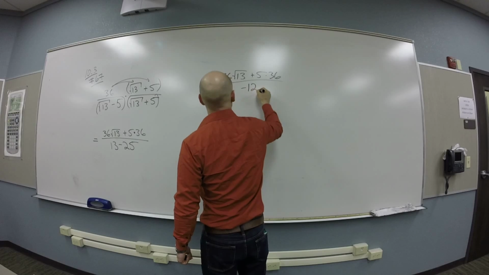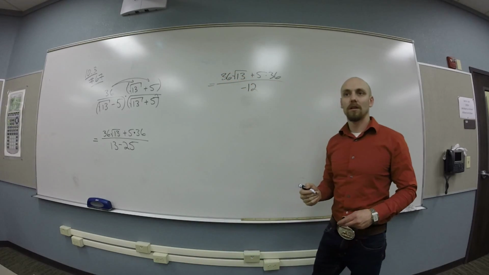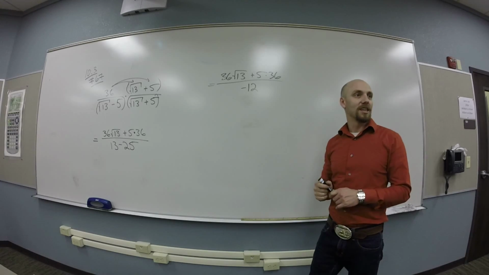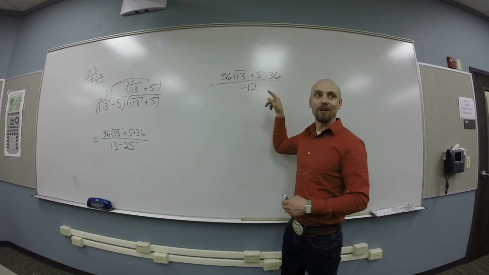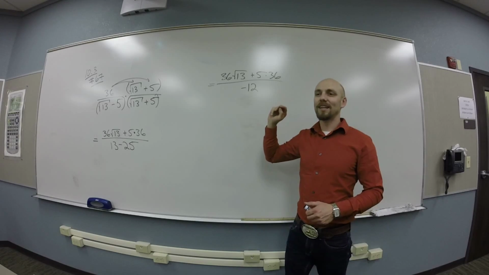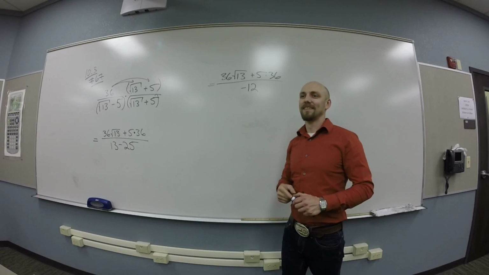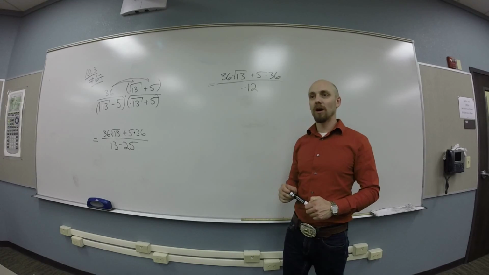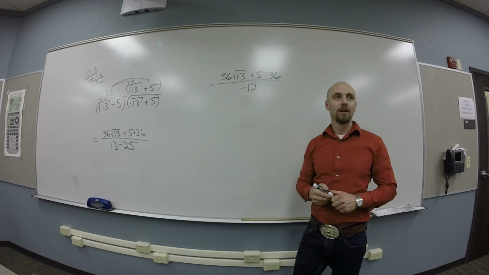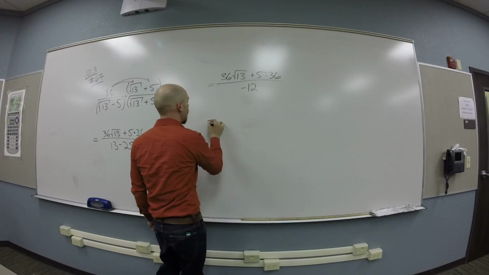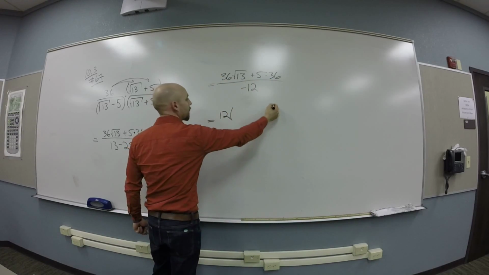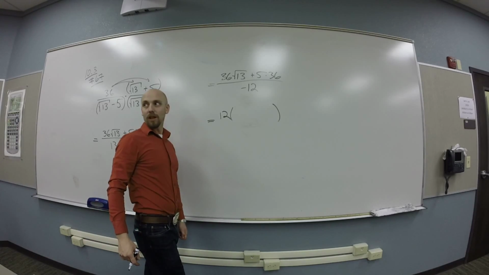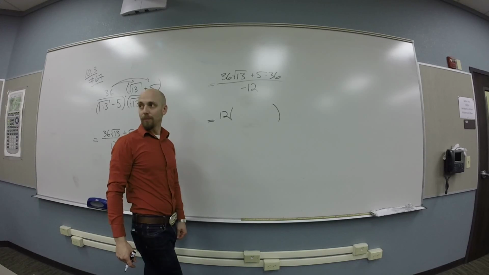Negative 12 goes into 36. Oh, that's good. You see that? Some of you had a tendency to cancel the 12 with one of them, right? And that's a false cancel. So you need to get a 12 factored out, right? You need a 12 times the whole top. So you should say, all right, this is 12 times what? What are you left with after you factor 12 out?